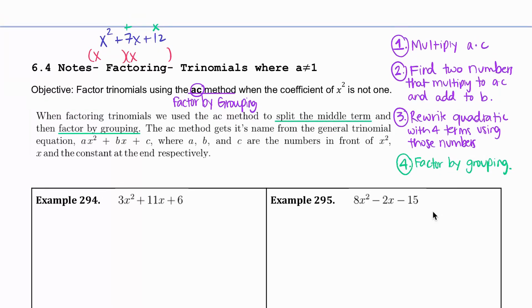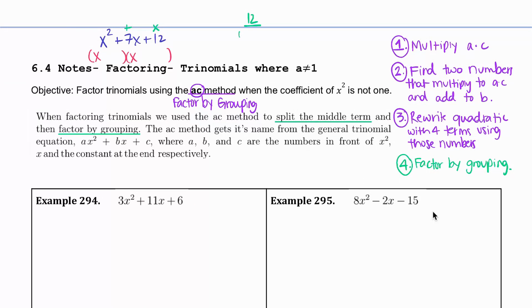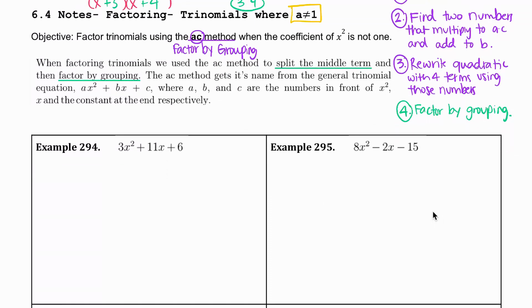Well, if we think of factors of 12, I'm going to come over here: 1 and 12, 2 and 6, 3 and 4. 3 and 4 works, so we have x plus 3, x plus 4. This process works when we have a leading coefficient of 1, when there's a 1 in front of my x squared term. We're going to have to use a different process when we have a leading coefficient that's not 1, where my a value is greater than 1.